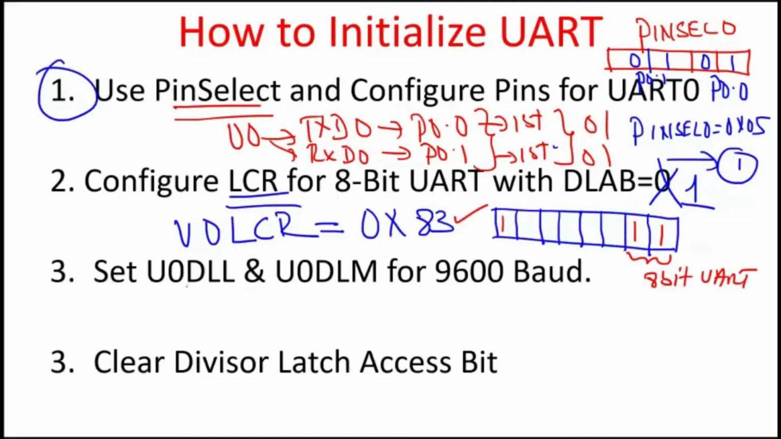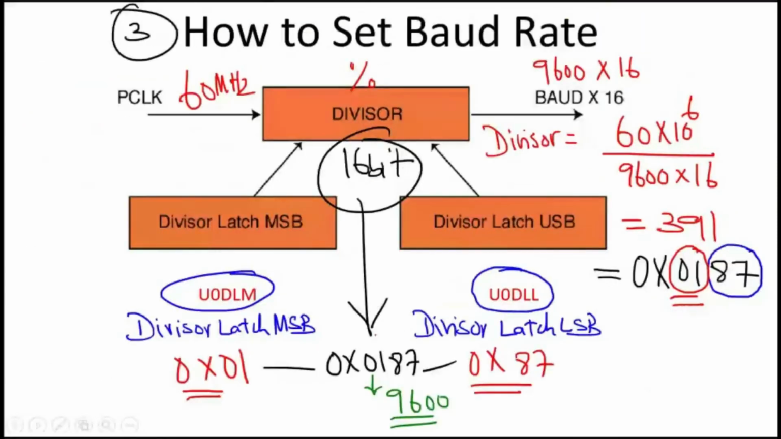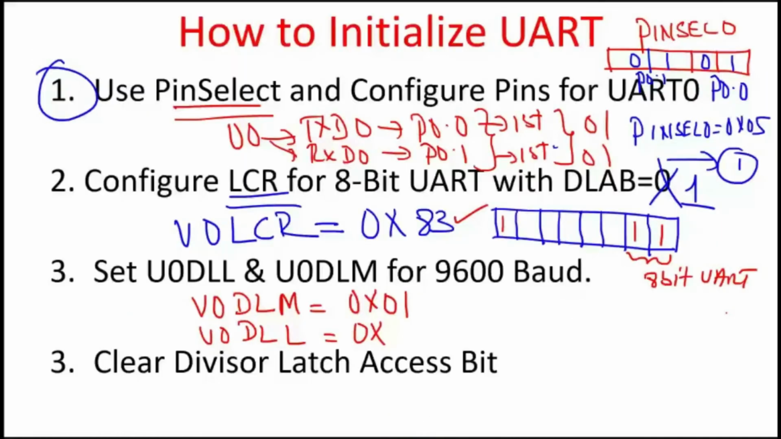And then set UART0 DLL and DLM for 9600 baud. So UART0 divisor latch MSB is equal to hexadecimal 01. UART0 divisor latch LSB is equal to hexadecimal, what is the value that we calculated? 87. 87 will give you a baud rate of 9600 baud. You can very easily calculate the values of DLL and DLM for any baud rate, which I have explained earlier.